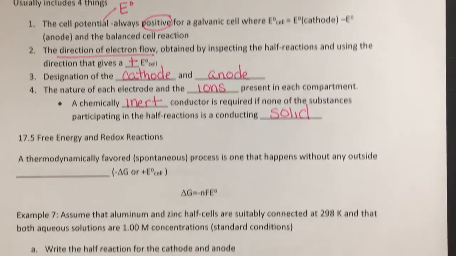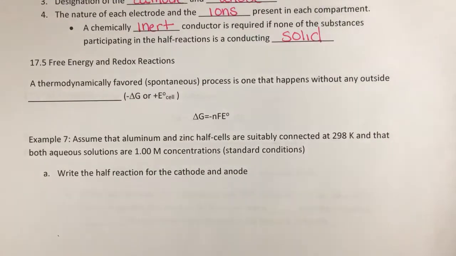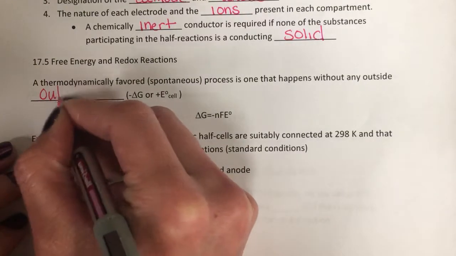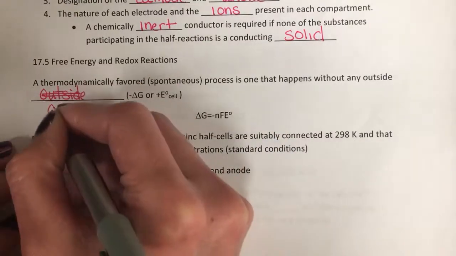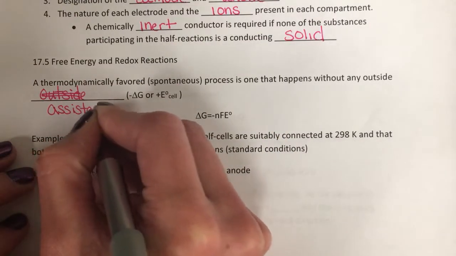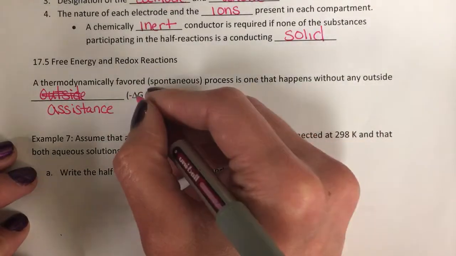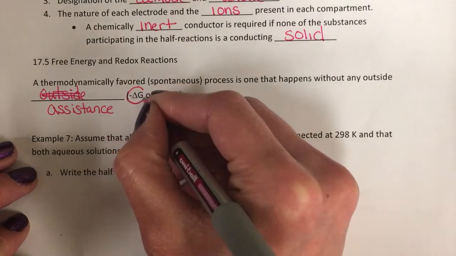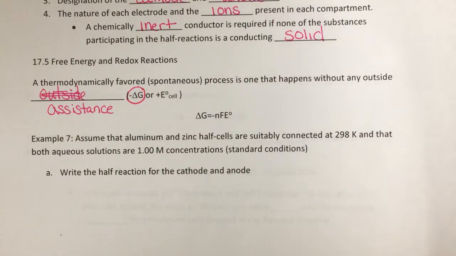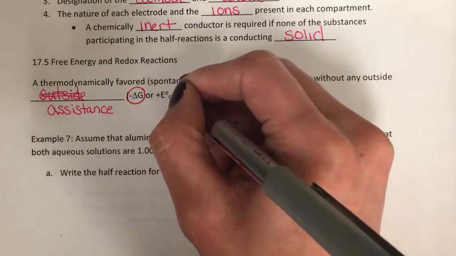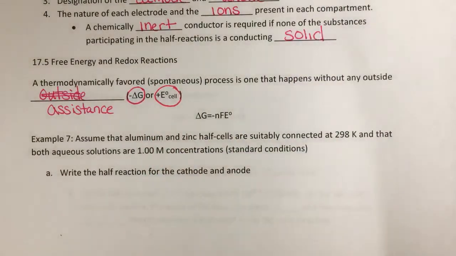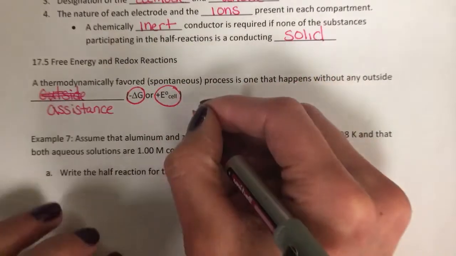Okay? So you'll want to change this little thing here. We've talked about spontaneous processes. We said they happen without outside assistance or intervention. Now, this is what you want to fix. The delta G for a spontaneous reaction is negative. The E cell is going to be positive. Okay? Delta G, remember, is our free energy.